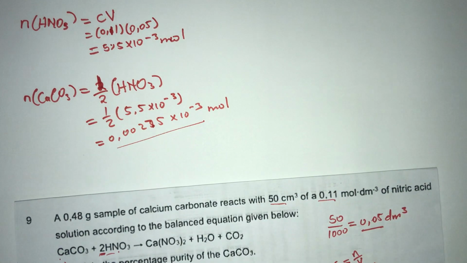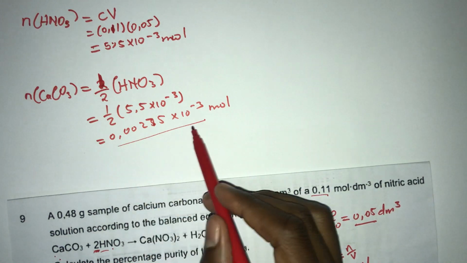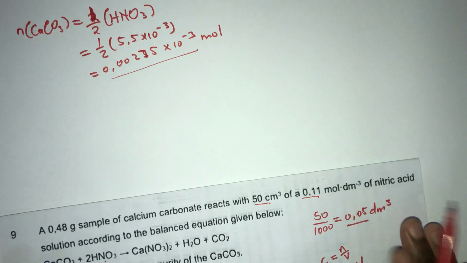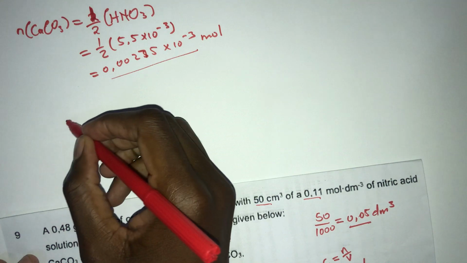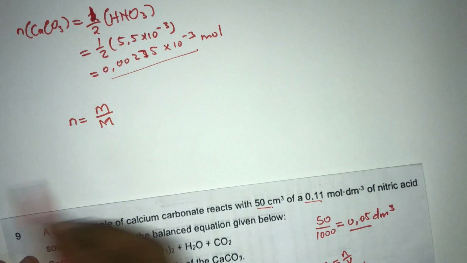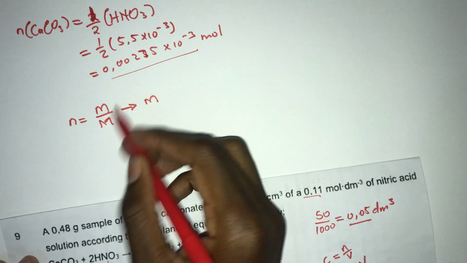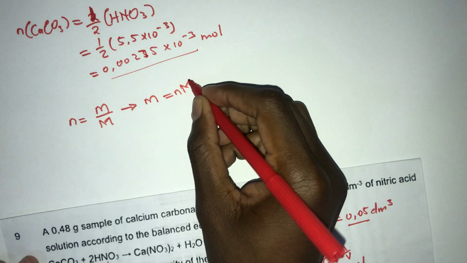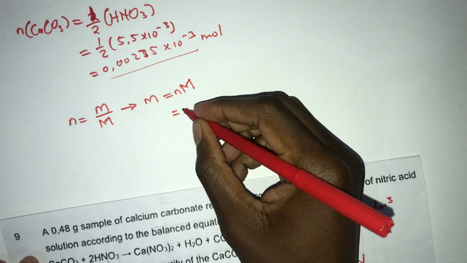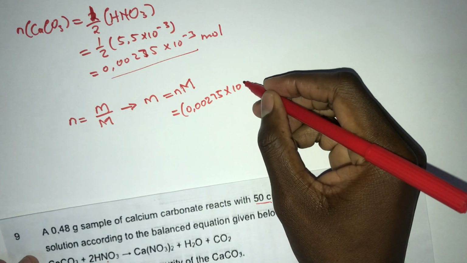Now from here, we're going to calculate the mass of calcium carbonate. Since we have the number of moles of calcium carbonate, we use this formula: number of moles is equal to mass over molar mass. So let's change this before we start calculating. Mass, we cross multiply, is equal to number of moles multiplied by the molar mass. So what is the number of moles? The number of moles is the one we calculated, 2.75 times 10 to the negative 3.